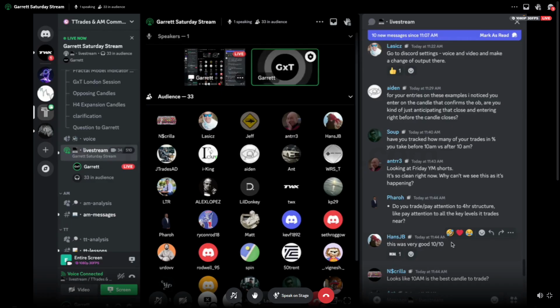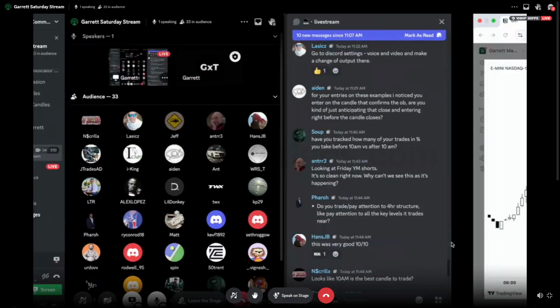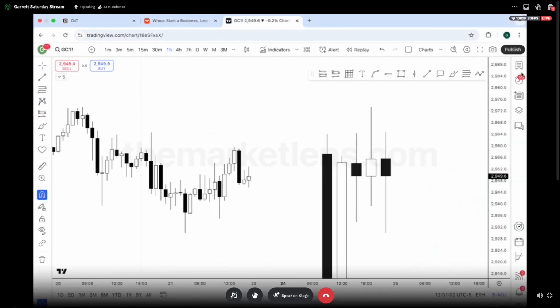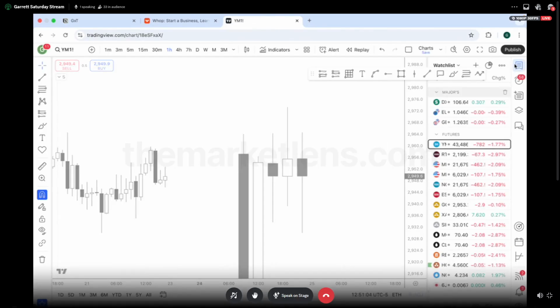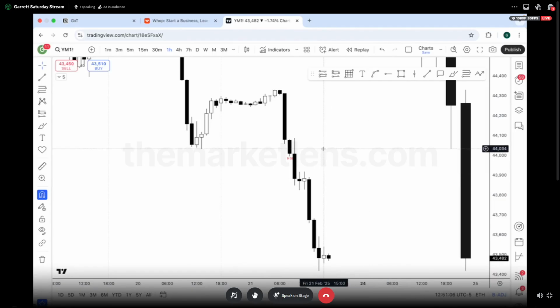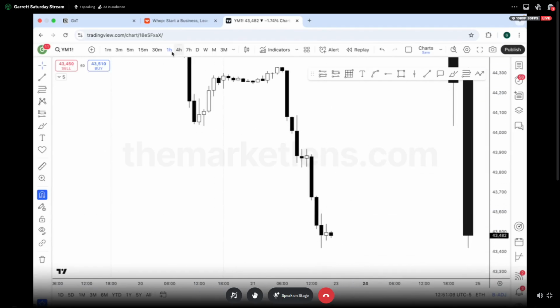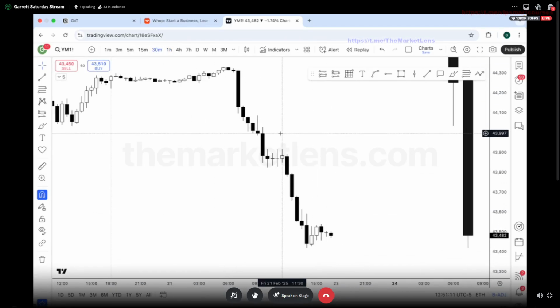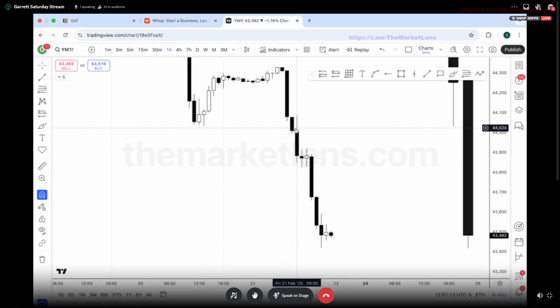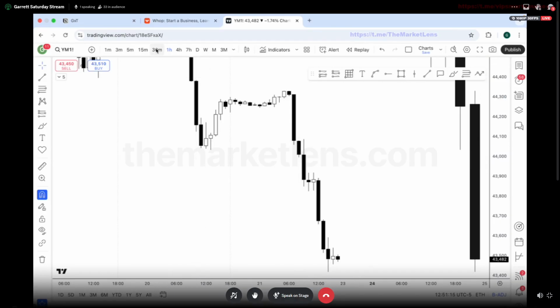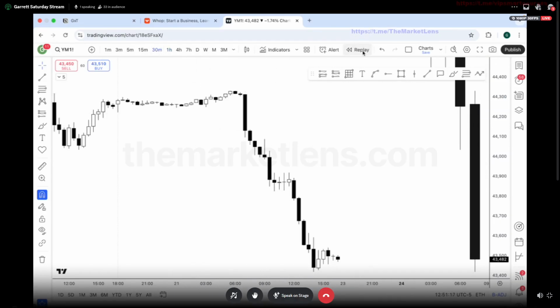It's so clean right now. Why can't we see this as it's happening? Wait, what do you mean? As it's happening. Let's see. I took NQ shorts. I don't think there's much of an opportunity here. Maybe this.